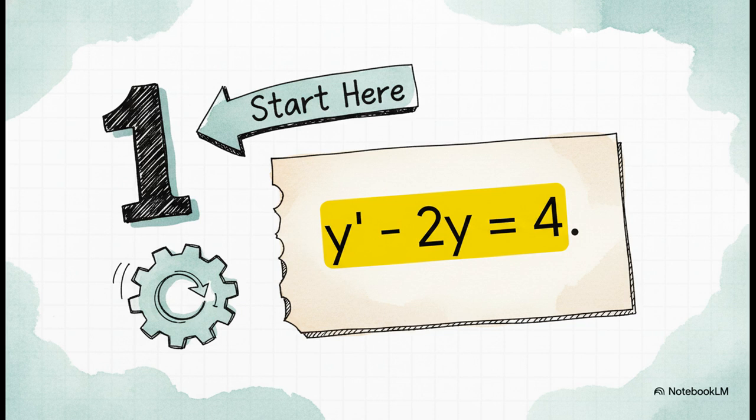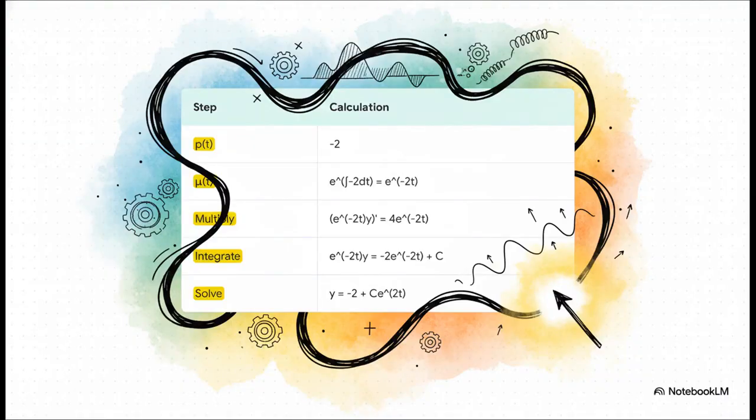The first thing you should notice is that the coefficient on y prime is already 1, so it's already in standard form. Step 1 is done. Now we just need to follow the rest of the recipe. Okay, let's just follow the steps. Our p of t, that's the coefficient of y, is -2. We plug that into our formula, so the integrating factor, mu of t, is e to the power of the integral of -2, which just simplifies to e to the -2t.